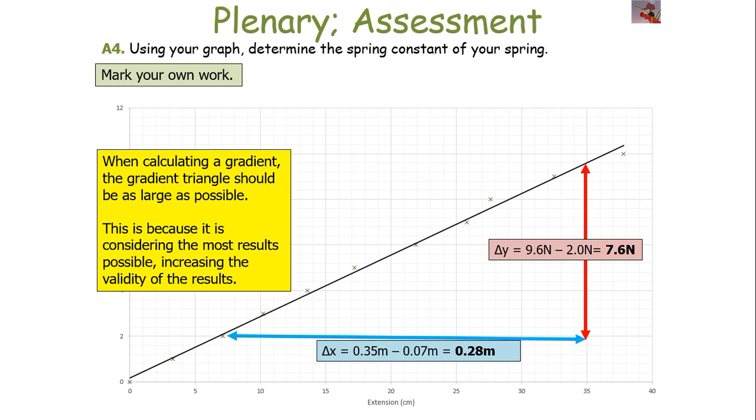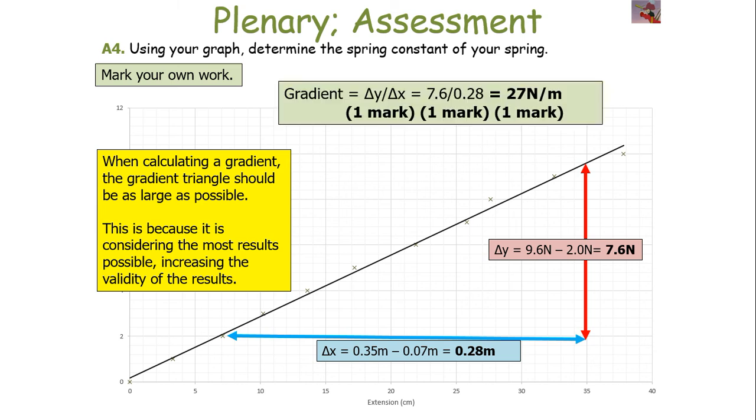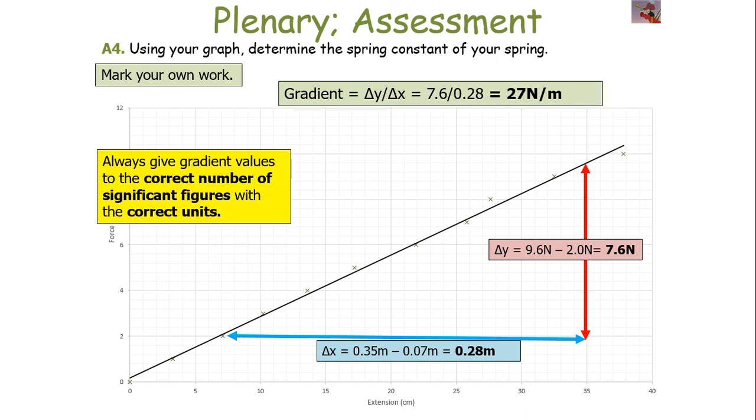You then do your change in y divided by your change in x, and that will work out the gradient, which is your spring constant. In this example, it was 27 newtons per meter. That's important because you should always give gradient values to the correct number of significant figures with the correct units. So in my investigation, my spring had a spring constant of 27 newtons per meter, which means that spring needs 27 newtons of tensile force to extend it by 1 meter.